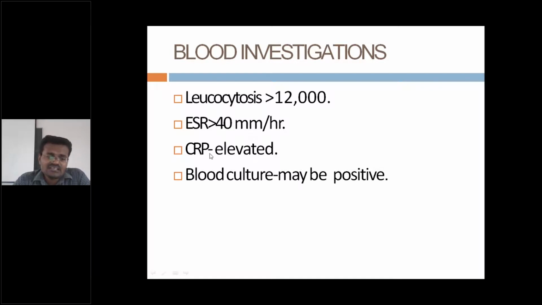Erythrocyte sedimentation rate and CRP, C-reactive protein, will be high. And if we send a blood culture, we'll even get the organism which infected the joint. Blood culture will be positive. So by this we can tell that it is an infection.